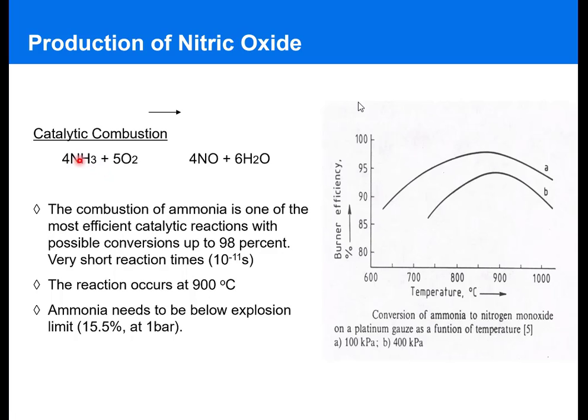The catalytic combustion of ammonia with air to form nitrous oxide is actually one of the most efficient catalytic reactions with possible conversions up to 98% with very short reaction times. And the mixture of ammonia to water has to be below the explosion limit, which is 15.5% at 1 atmosphere. We can see here that the efficiency of the reaction has an optimum temperature around 900 degrees Celsius, and as expected, it's inversely proportional to the pressure, so it needs to be conducted at lower pressures.